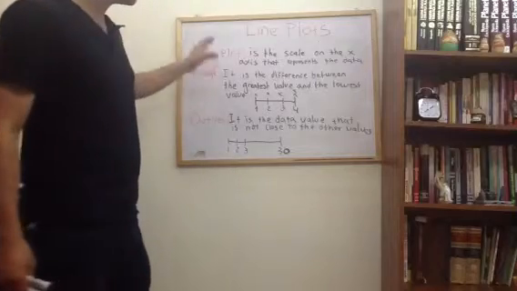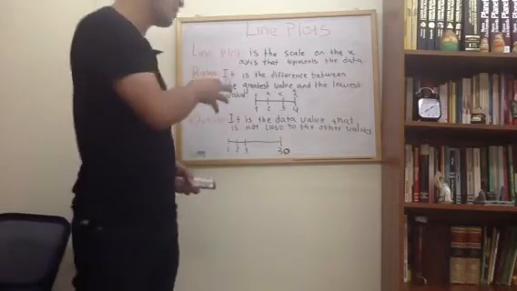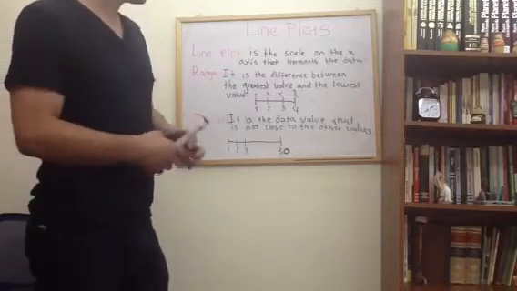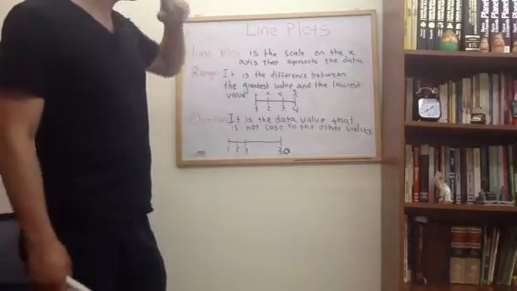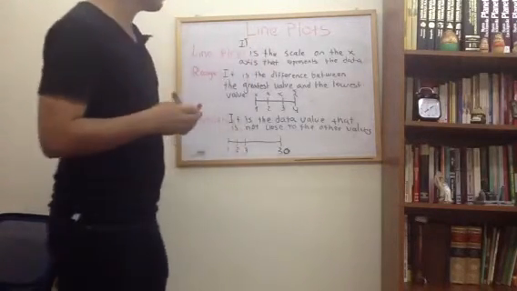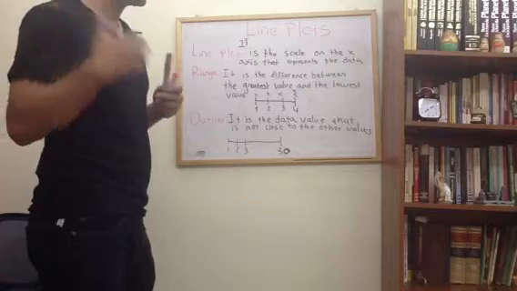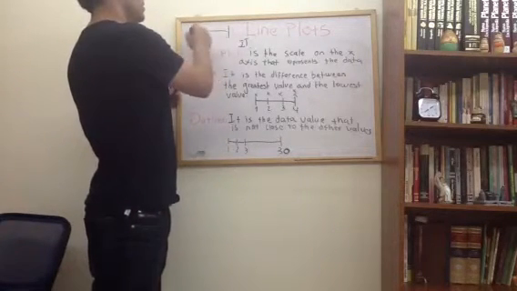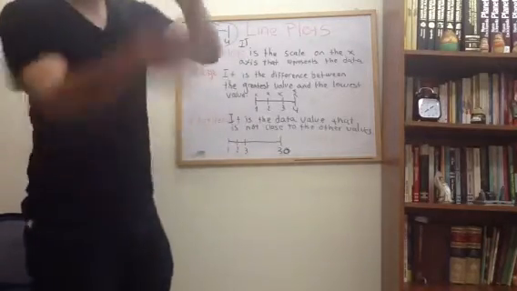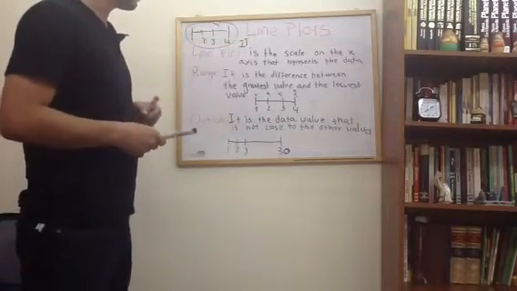So I will start by defining the definitions, of course. I'll give some of the words that you must take into account for the exam and for this topic as well. So I will start defining the line plot. It is the scale of the x-axis that represents the data. So basically a line plot is something like this, right? It's a scale in which we represent the data that is given to us. So that's the definition of line plot.